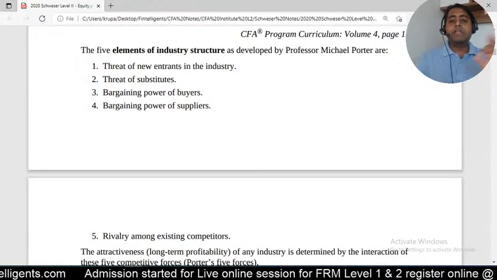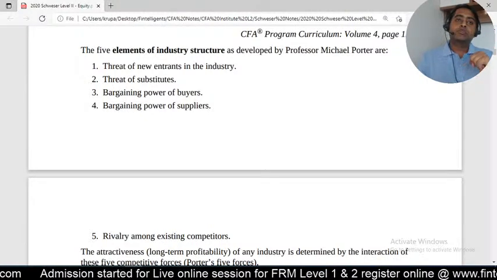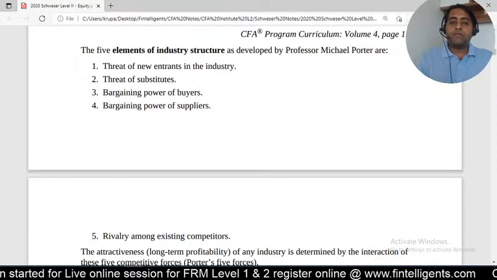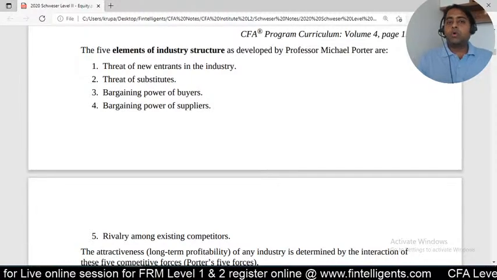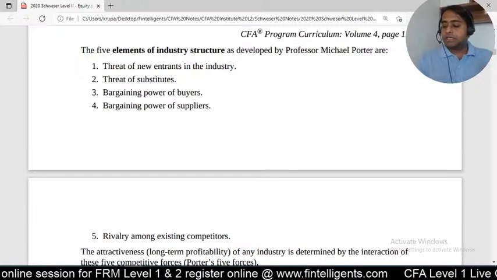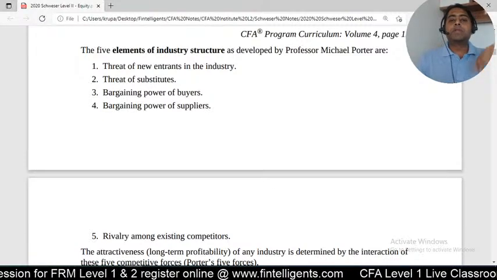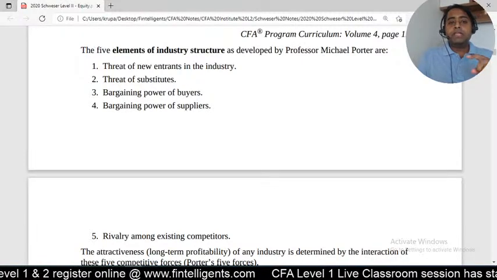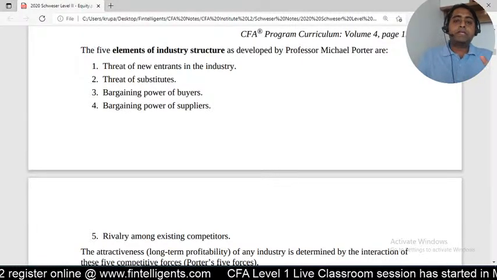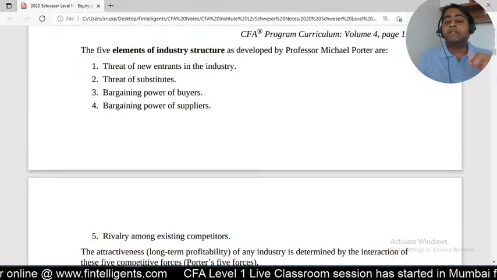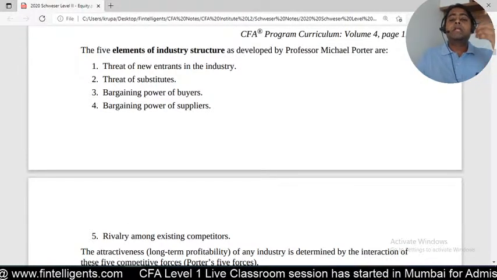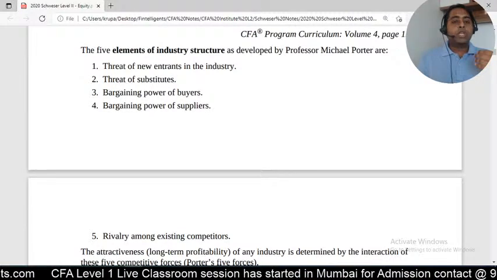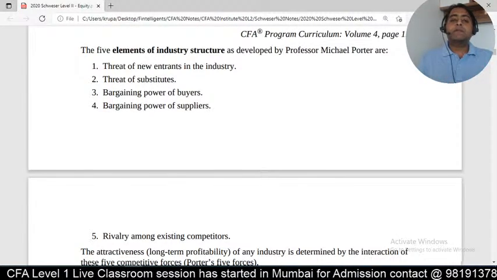Fifth, rivalry among existing competitors. Suppose you are one of the telecom companies in India: Airtel, Vodafone, Aircel, Jio, all of these. If there is heavy competition between you, obviously you will try to reduce the price and you will try to gain customers. Now, if there is heavy rivalry among the competitors, what is going to happen? Who is going to benefit out of this? The customer, because he is going to get the service at a very low price. None of the players in the market will benefit out of this.